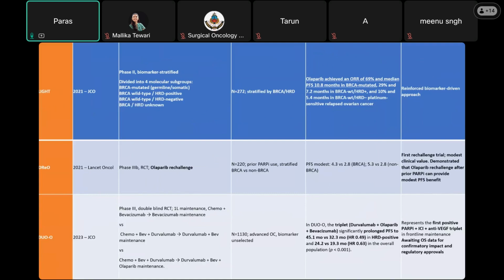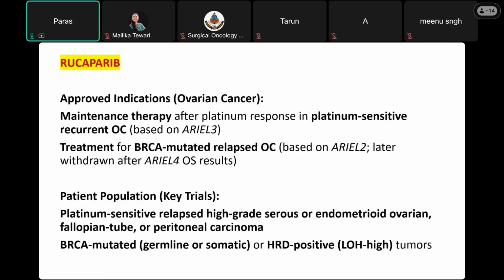The DUO trial was published in 2023. It was a phase 3 double-blind RCT in first line maintenance. There were 3 arms in DUO: chemotherapy plus bevacizumab followed by bevacizumab maintenance; chemo, bevacizumab, and durvalumab followed by durvalumab and bevacizumab maintenance; and the third arm was chemo, bevacizumab, durvalumab earlier, and later durvalumab, bevacizumab, and olaparib maintenance. The triplet, this third arm, significantly prolonged progression-free survival in HRD positive patients. It was the first positive trial in first line maintenance. The overall final results are still awaited.